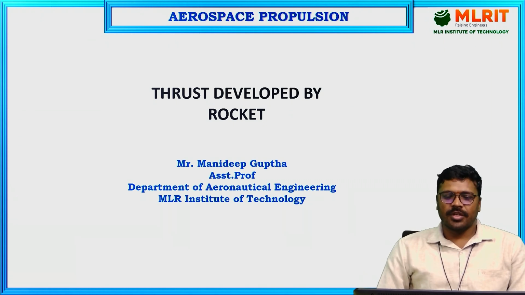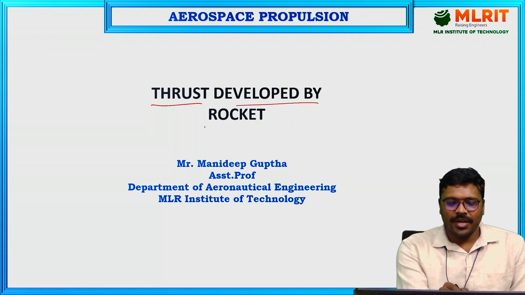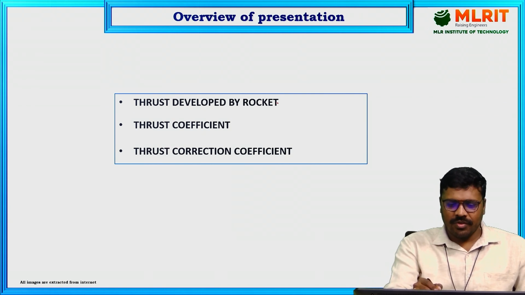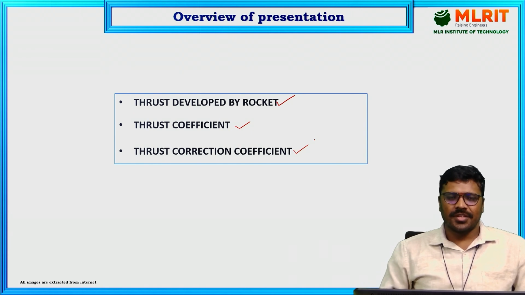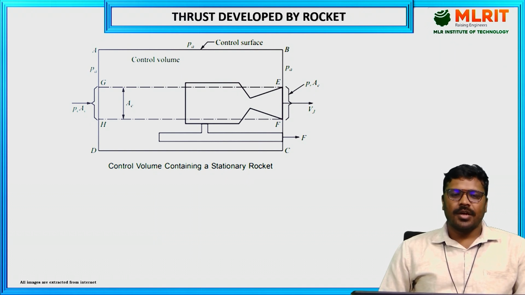Today the topic which we are going to discuss is thrust developed by a rocket. Coming to the overview of today's presentation, we will discuss the thrust developed by a rocket, thrust coefficient and thrust correction coefficient. These are the three topics which we are going to discuss in today's lecture. Coming to the thrust developed by the rocket.